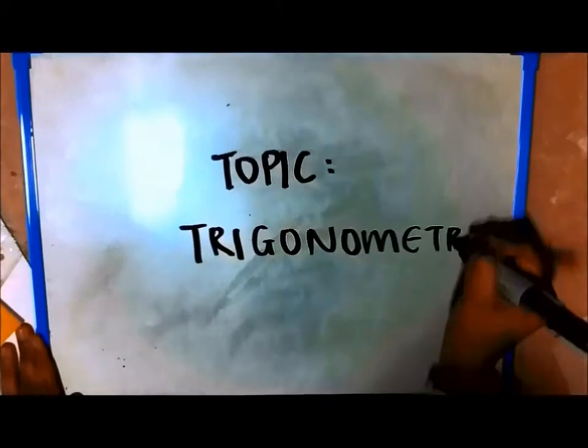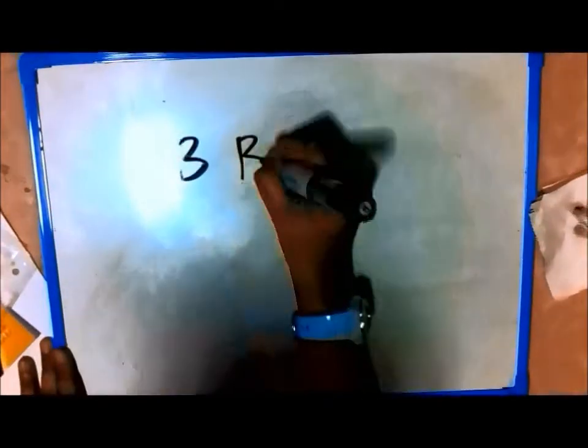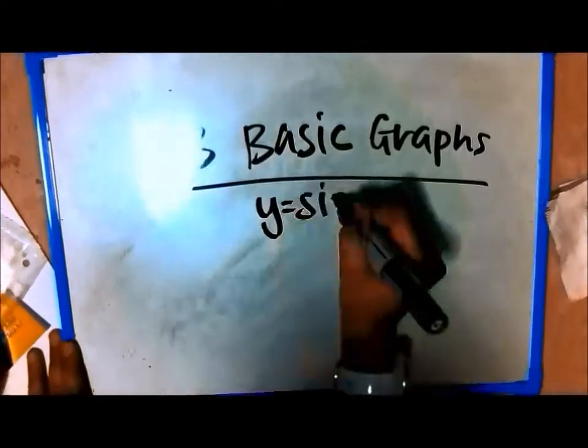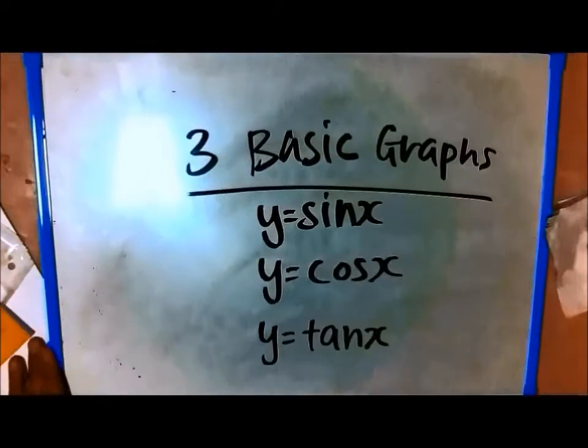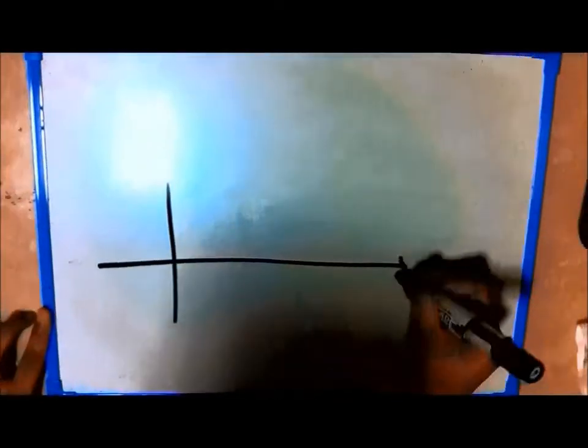We're going to be talking about trigonometric graphs. We'll start with the three basic graphs: sine, cosine, and tangent. So this graph is the y equals sine x graph.